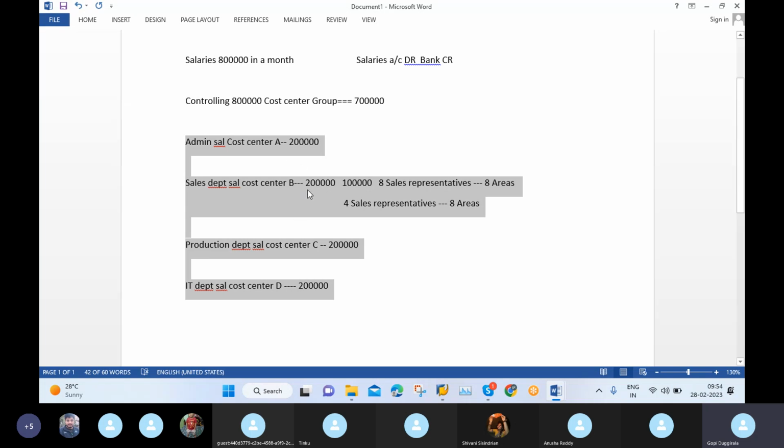I explained one simple example, but in real time, while we are working, these scenarios we will get in hundreds and hundreds. And all of this is taken care of by our CMA, cost and management accountant consultants, CMA experts. They are always working in this area only.